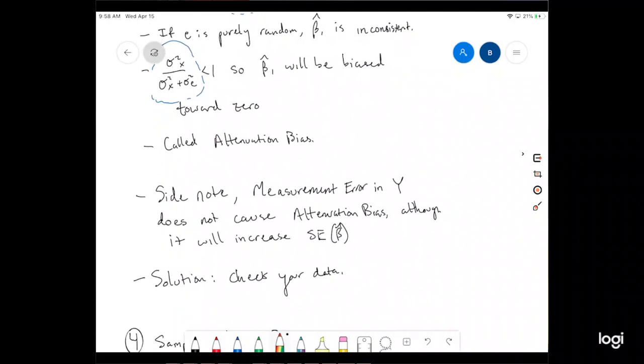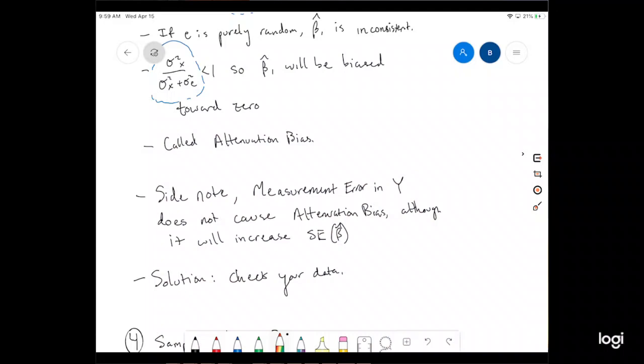As a side note, if there's measurement error in Y, that does not cause attenuation bias, but it will increase the standard errors of our beta hat estimates. So measurement error in Y is still a problem, but it only affects our confidence levels, the precision of our estimates.